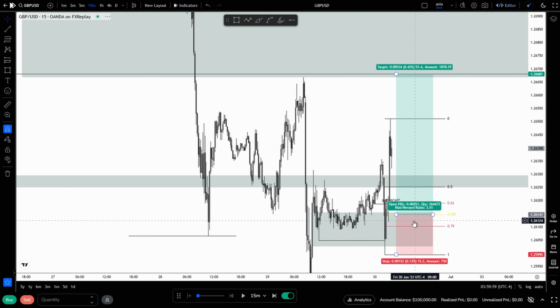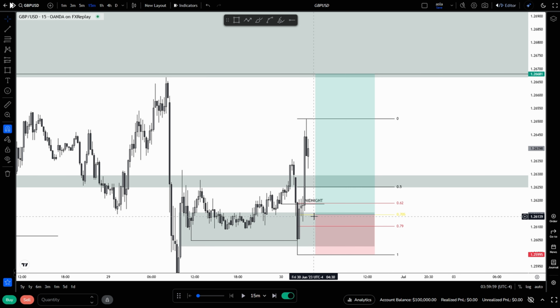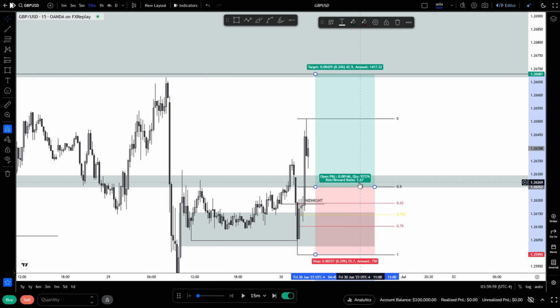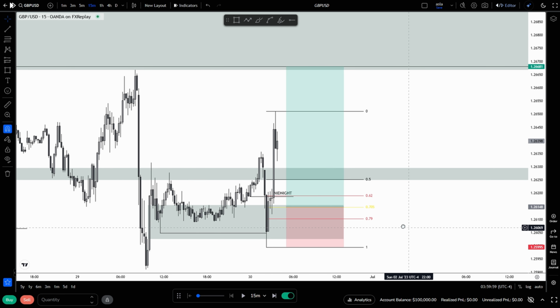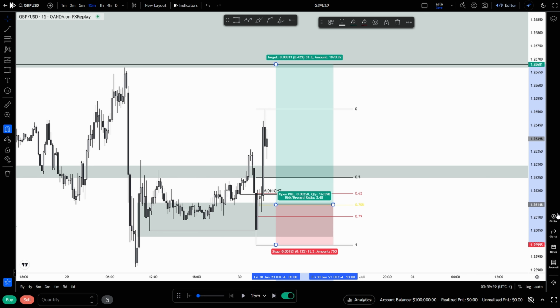Now here's where the real advantage comes in. If I enter at equilibrium, my risk to reward is around 1.6 R. But if I wait patiently and enter at the OTE, my risk to reward improves to around 3.4 R. So not only am I trading with bias, I'm also improving my execution quality.